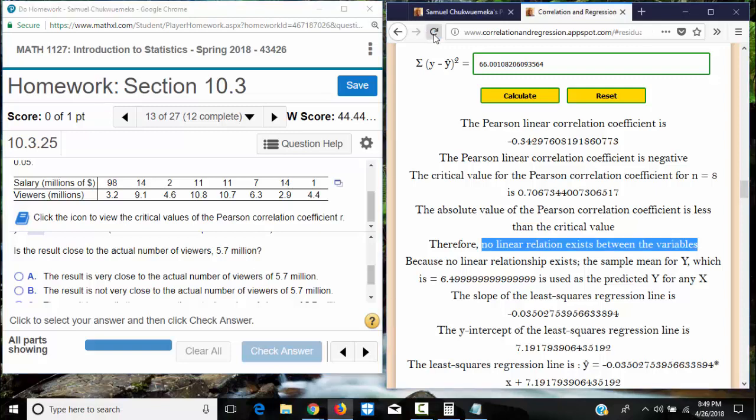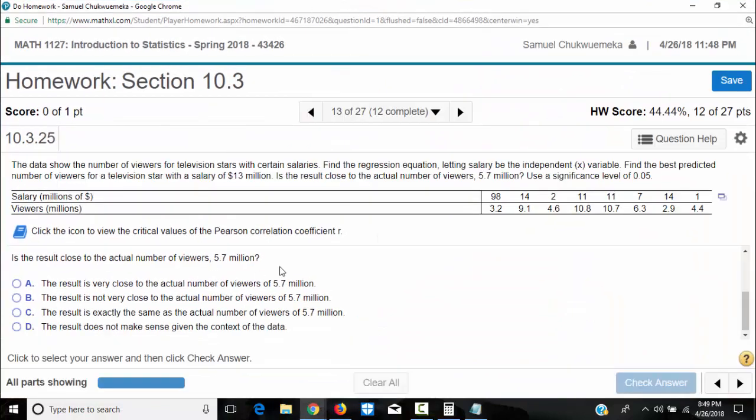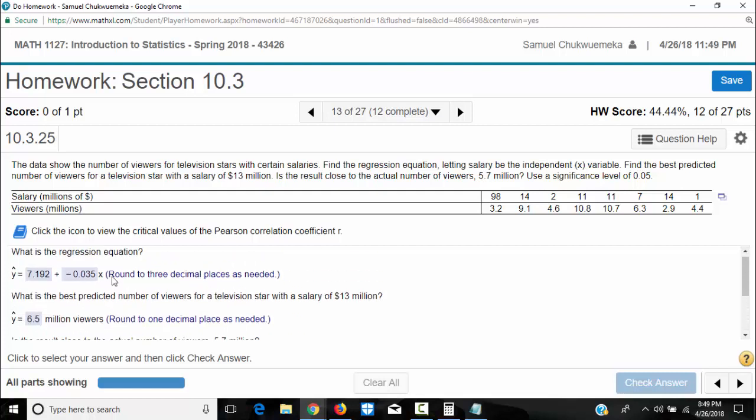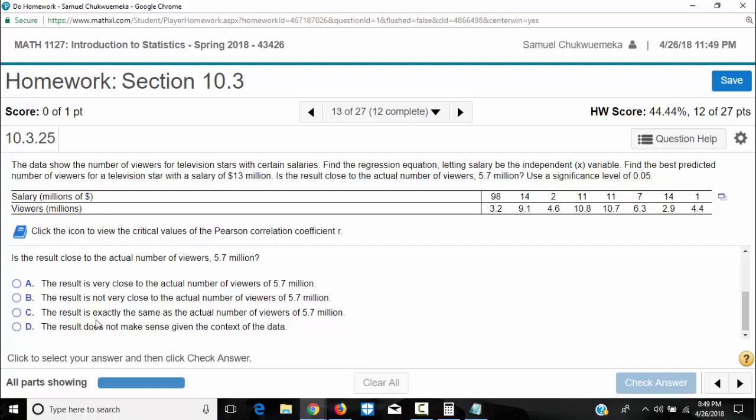Okay, we'll refresh this and we'll make this bigger. Is the result close to the actual number of viewers, 5.7? No, it's not close. So I would say it's not very close to the actual number of viewers of 5.7 million.